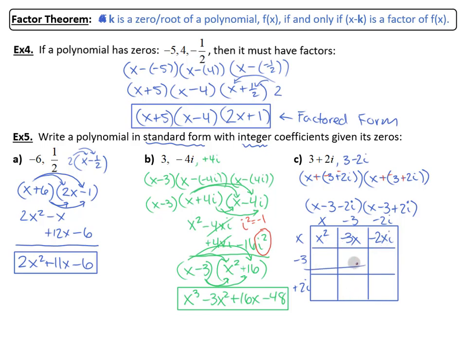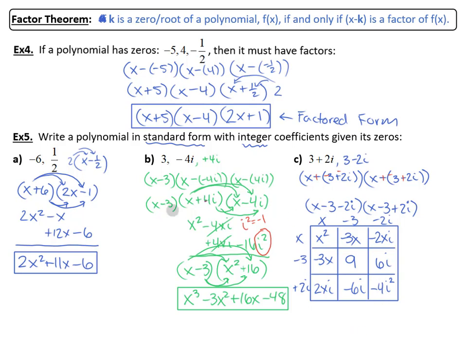Okay, everything in this row gets multiplied by negative 3. So negative 3 times the x up here is negative 3x. Negative 3 times negative 3 is positive 9. And negative 3 times negative 2i is 6i. Everything in this row gets multiplied by 2i. 2i times x is 2xi. 2i times negative 3 is negative 6i. And 2i times negative 2i is negative 4i squared.